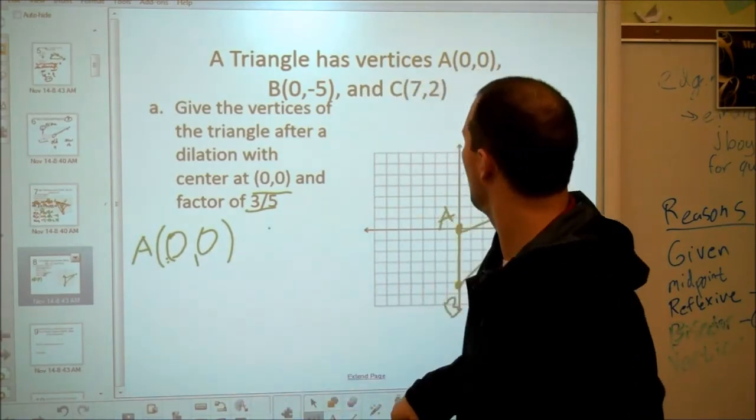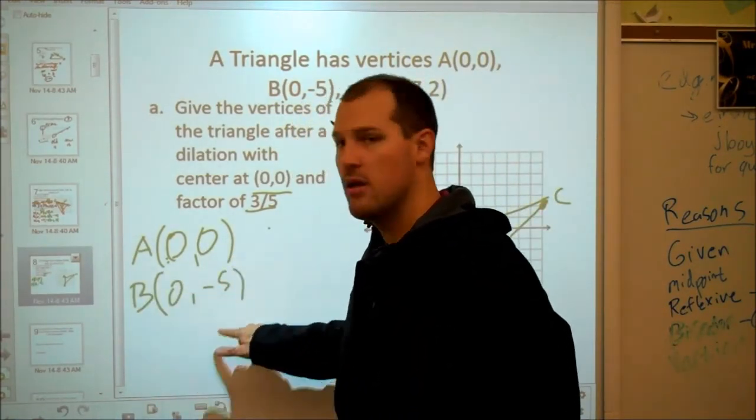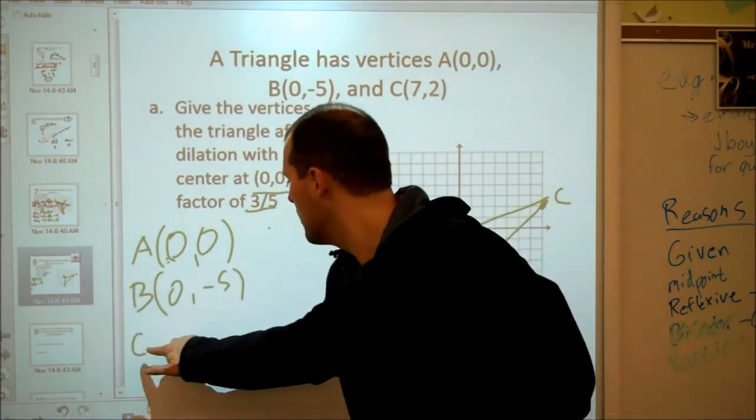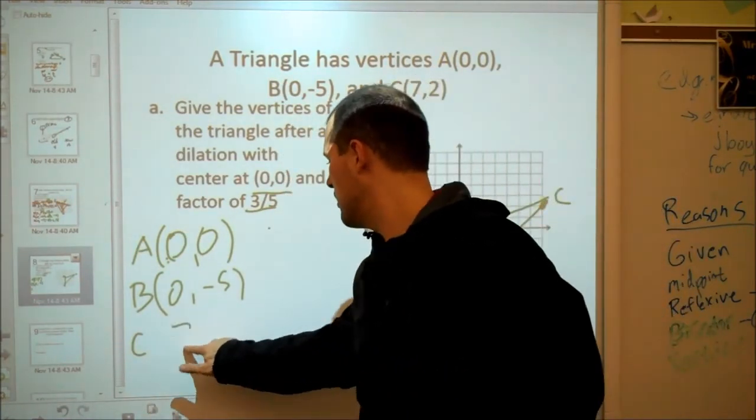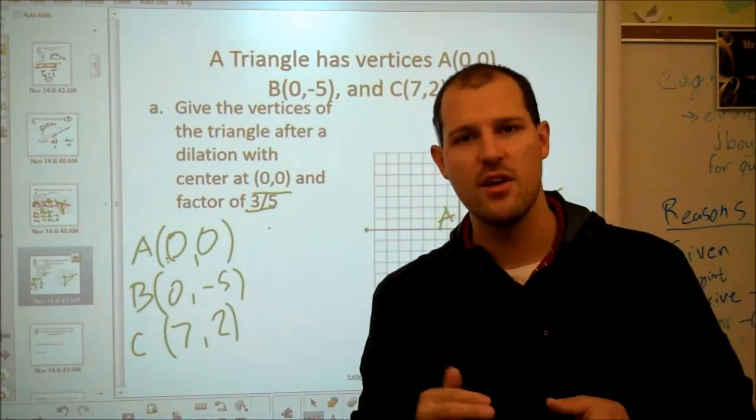A kind of looks like a face. B, 0, negative 5. And C, 7, 2. Now, why don't you pause the video and try to predict what I'm going to do? In fact, why don't you try it?